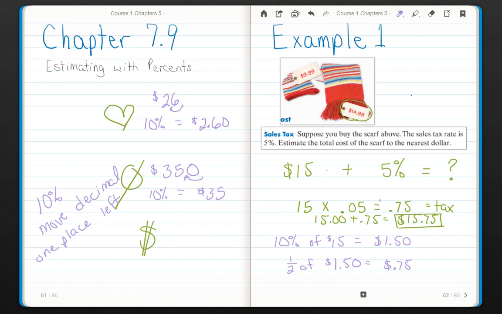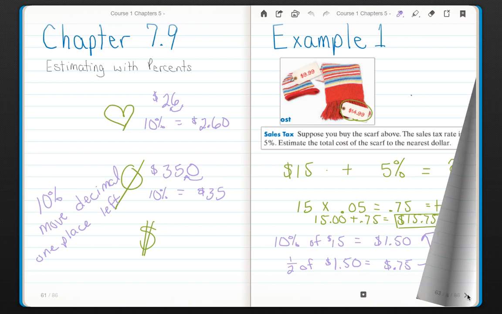So another way to think of it without doing a multiplication is to say, okay, what's 10%? 10% is $1.50. I only want 5%, which is half of that. Half of $1.50 is 75 cents. Again, I take that 75 cents, add it to my original 15, and I get a total cost of $15.75. Both these methods work. You're going to have to find the one that works best for you, and it may depend on the situation too.